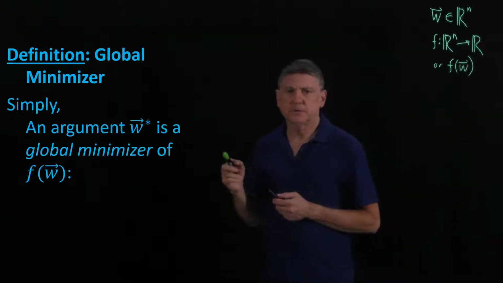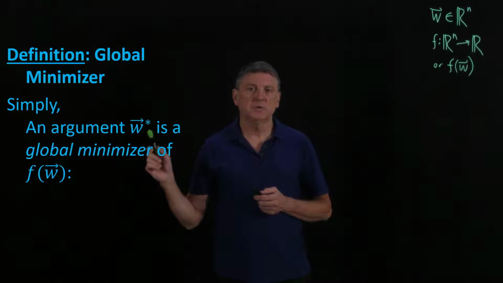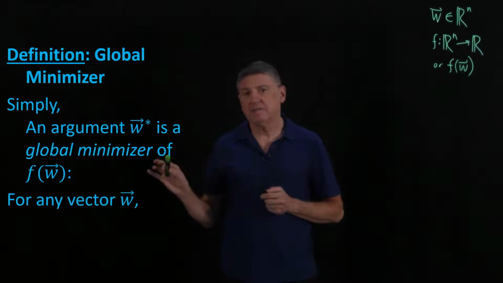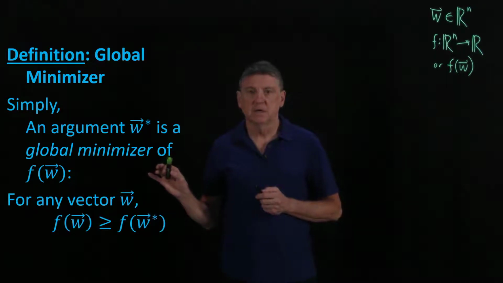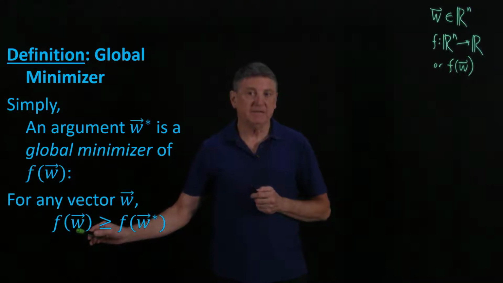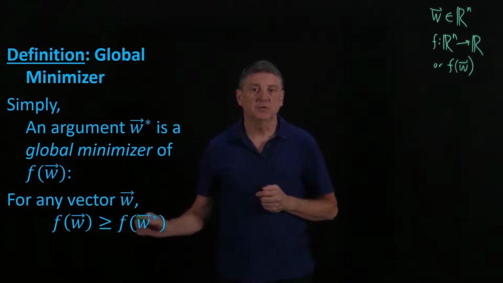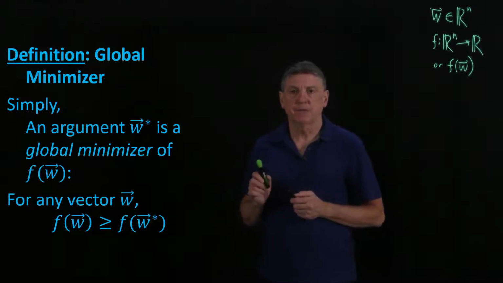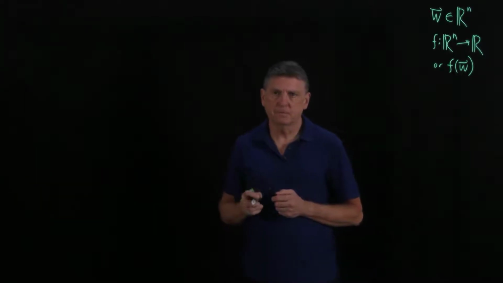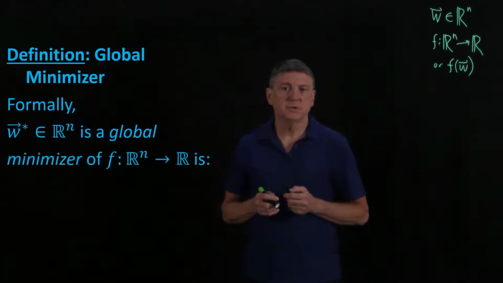So a global minimizer, very simply, is a special argument W star. And W star is a global minimizer of f means that if we take any vector whatsoever in the vector space and we evaluate the function at any vector, the value we get is always greater than or equal to the value that we get at the minimizer. So we'll often use a minimizer, and this is a global minimizer. We can define this more formally, if we want, simply by using mathematical notation.